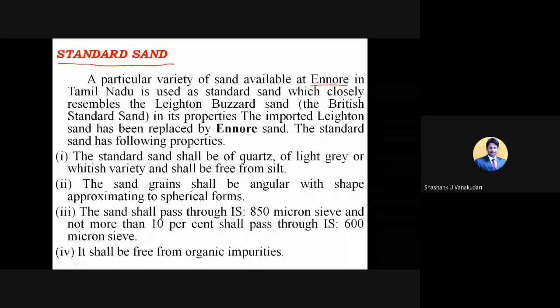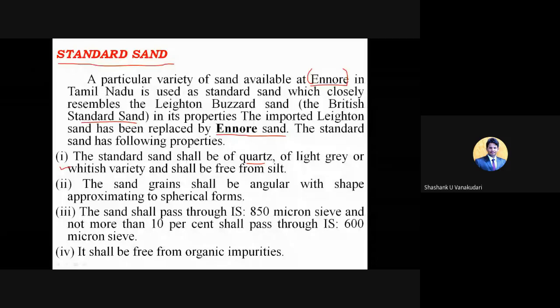That is used as the standard sand, which closely resembles the Leighton Buzzard sand. Specifically, they have used what we call the British standard sand. So this Ennore sand is going to match the properties of that British standard sand. Only this Ennore sand can be used in finding out the compressive strength of the cement. This Ennore sand should be made of quartz.